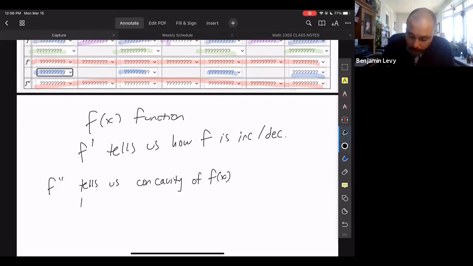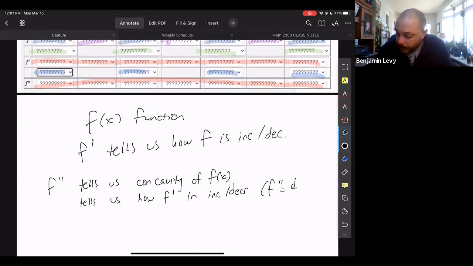or how the first derivative is increasing or decreasing, right? Because the second derivative is the derivative of the first derivative. I know if this notation is hard, let me know. But since derivatives tell us increasing, decreasing, like I just said, the second derivative is telling us how the first derivative is increasing or decreasing.